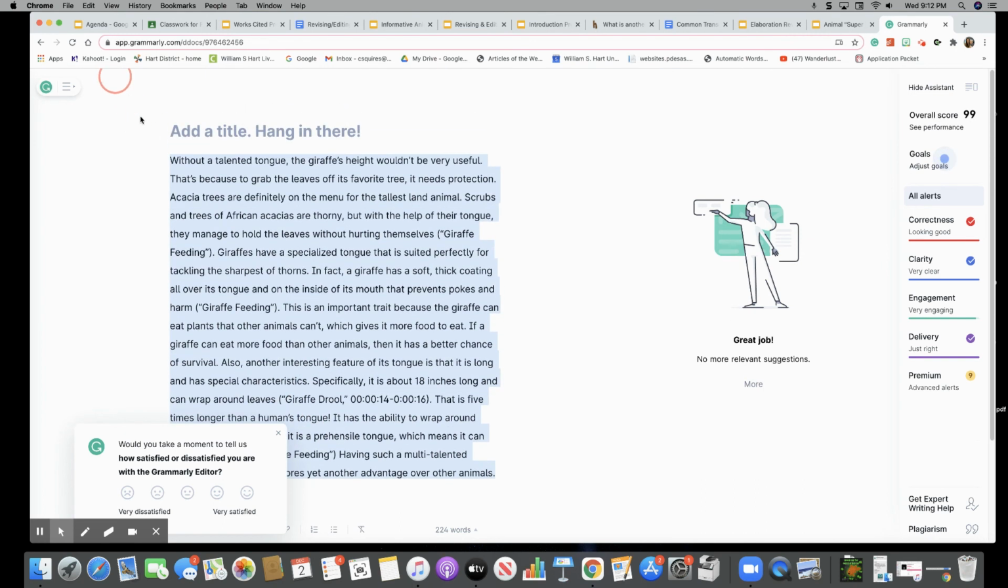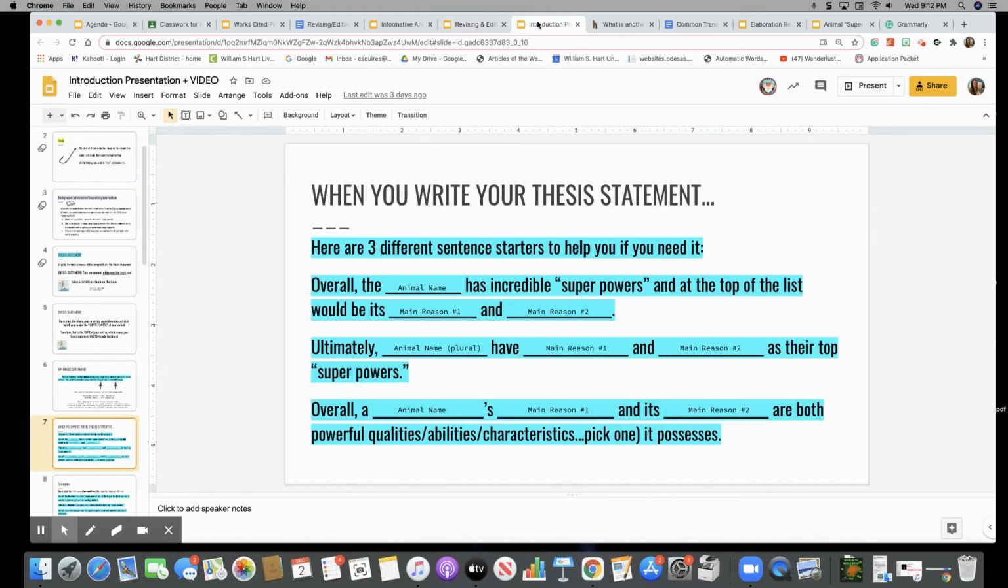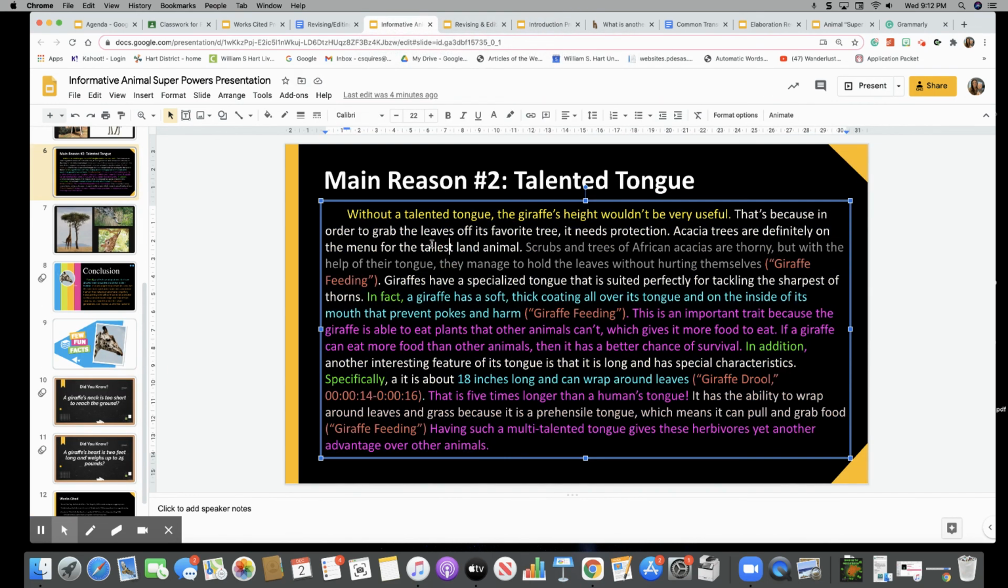So you can see why Grammarly is awesome, because even though I had reread my paragraphs, again, I don't even want to say how many times I reread it, there are still mistakes. So that just goes to show, if you don't do that with your own writing, just imagine how many mistakes could be there and you wouldn't even know it.